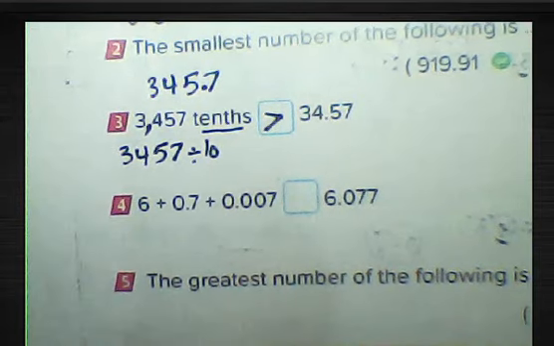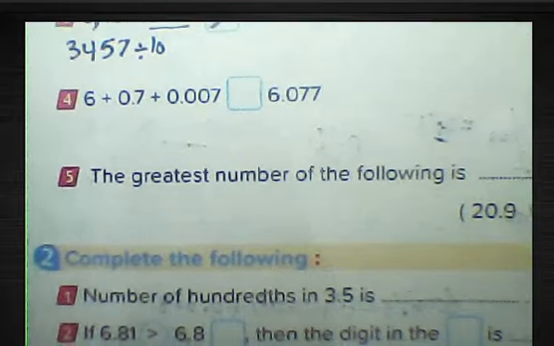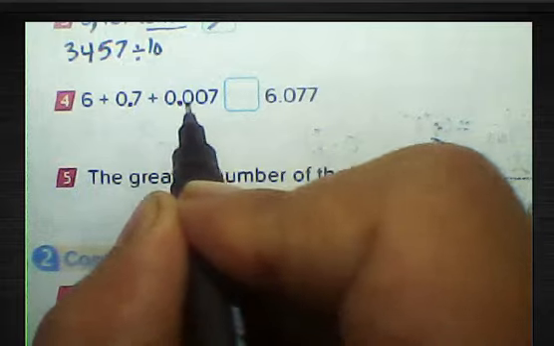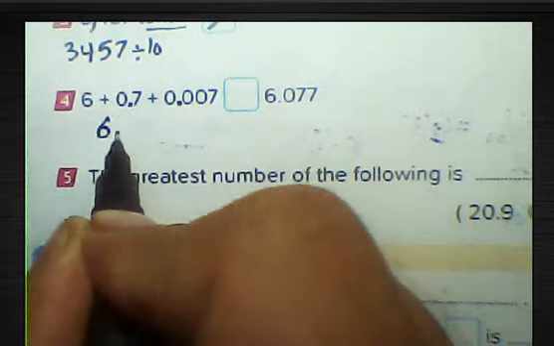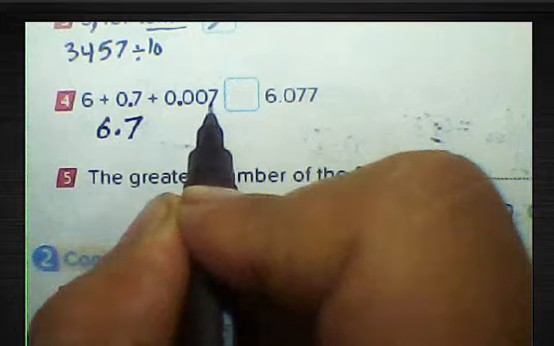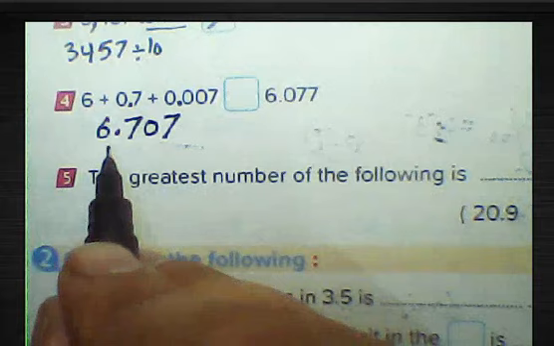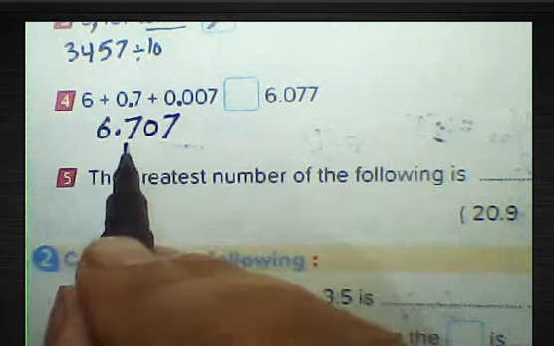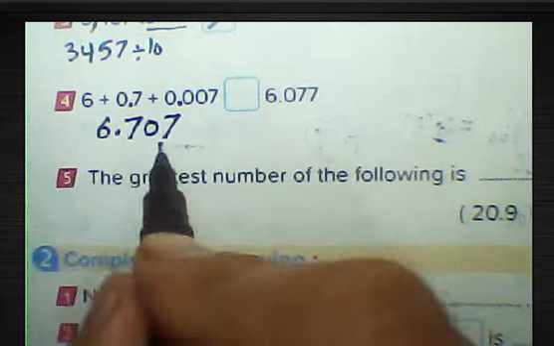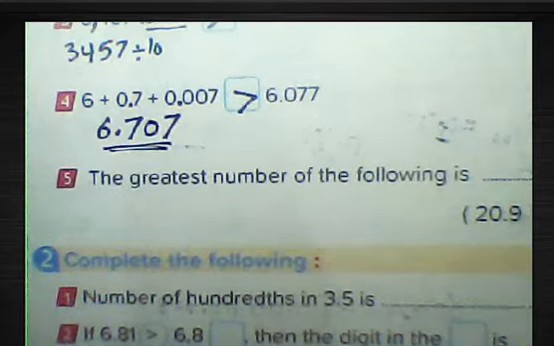Understood? Question 4. 6 plus 0.7 plus 0.007. We can write 6.7 in tenths, 7 in thousandths, but hundredths here 0. Here 6.7 and 6.0, this number is greater than.